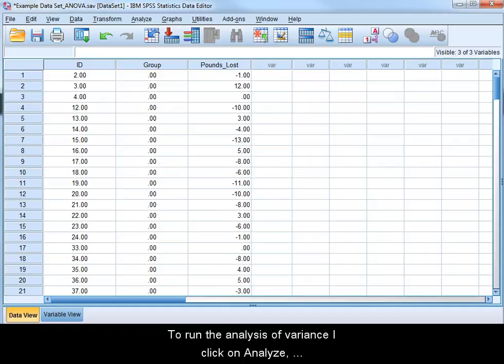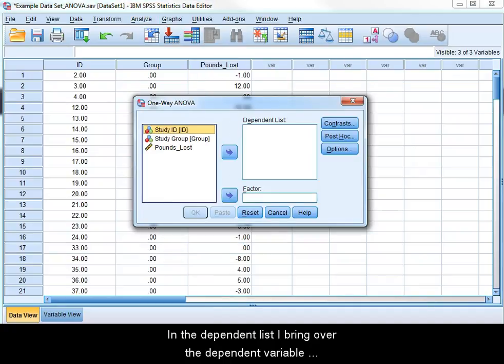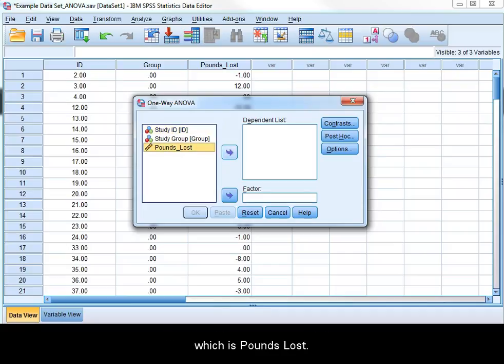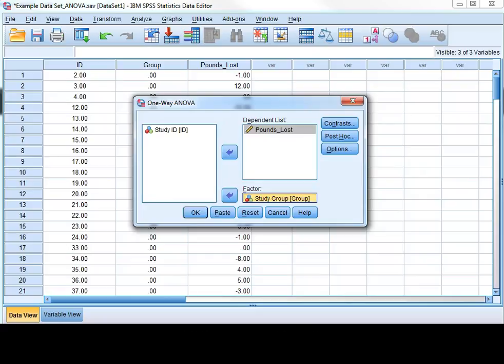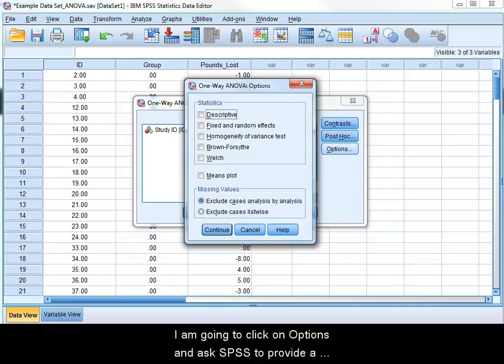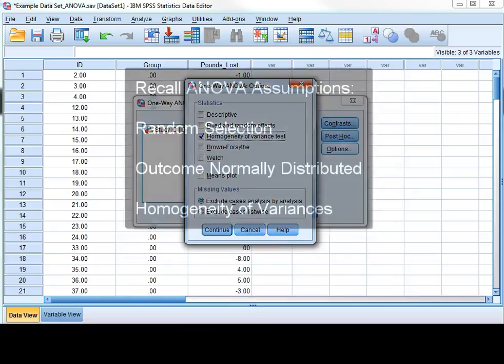To run the analysis of variance, I click on Analyze, Compare Means, One-Way ANOVA. In the dependent list, I bring over the dependent variable, which is pounds lost. For the factor, I bring over the study group variable. I'm going to click on Options and ask SPSS to provide a homogeneity of variance test.